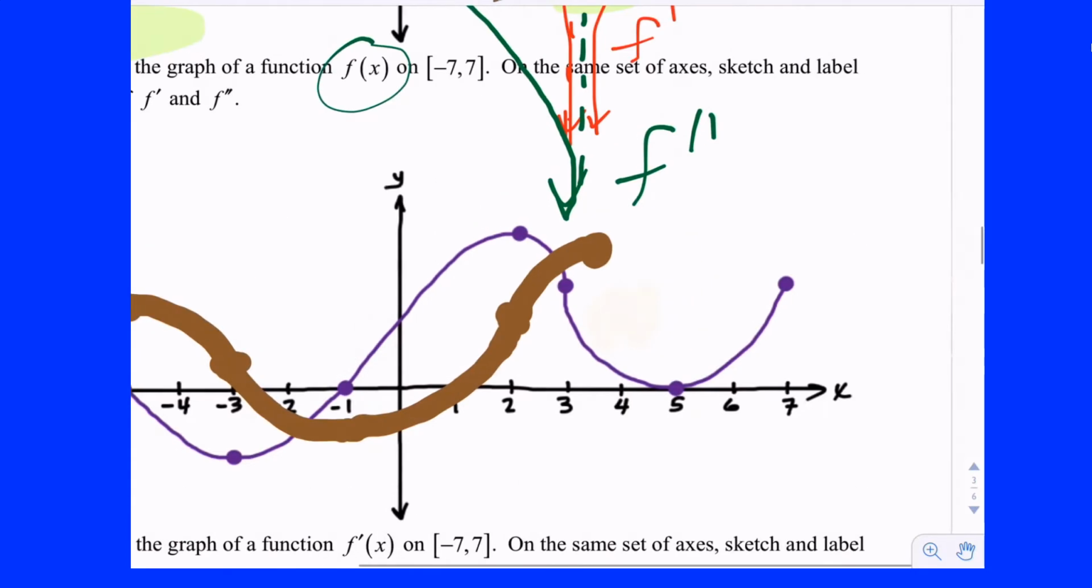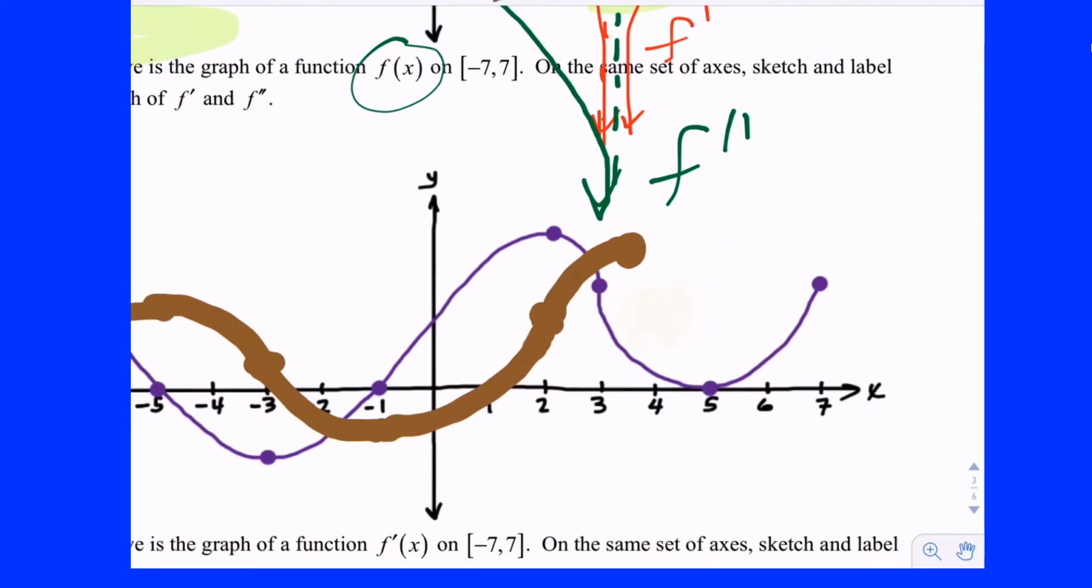And then I'm increasing at a decreasing rate, so it's still concave down. What's happening at 3 then? That's where the slope is, well, that's okay. The derivative of that is undefined, not the actual function. So it's still concave down.